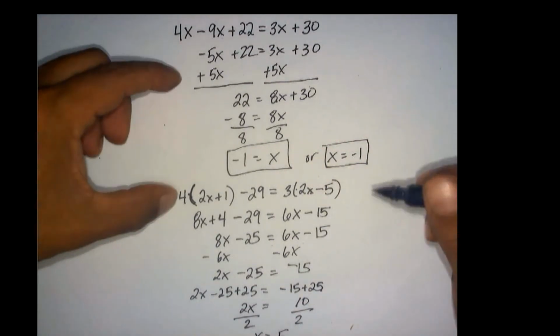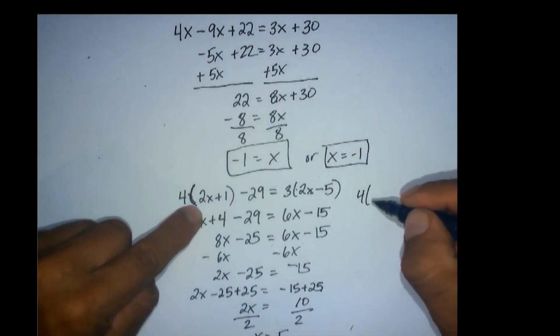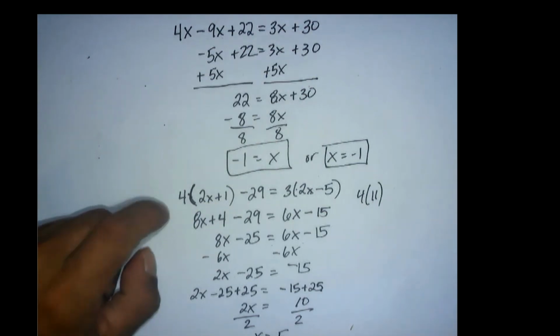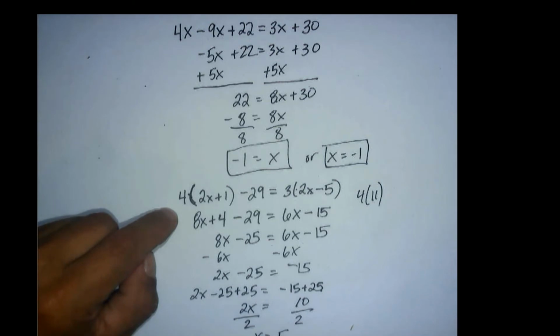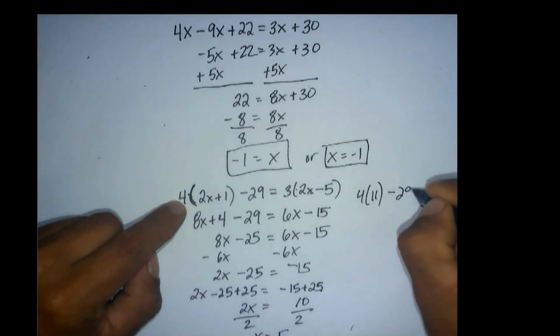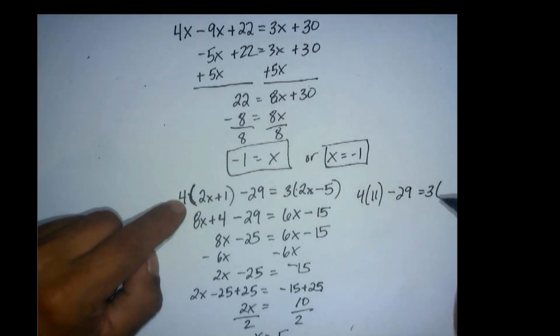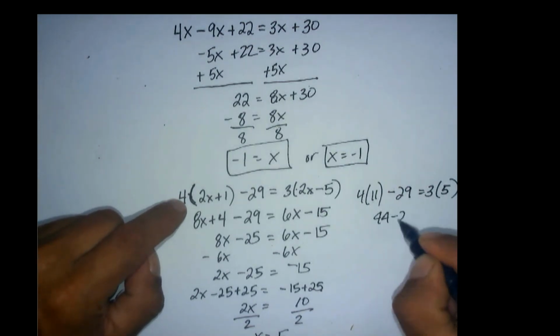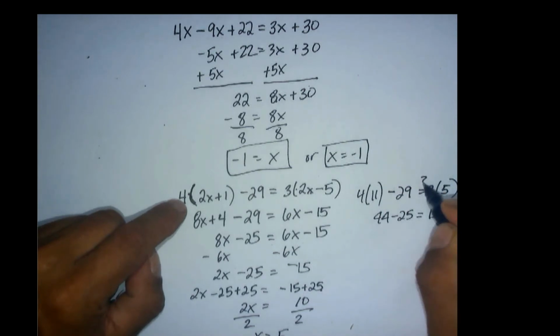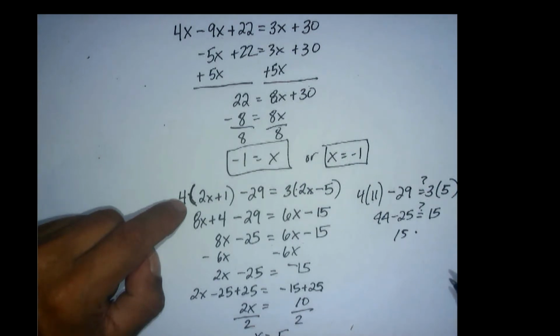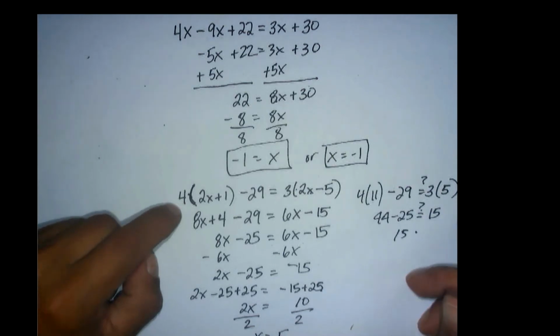All right, let's check it. So we'll have 4 times 2 times 5 is 10, plus 1 is 11, right? Minus 29 is equal to 3 times 2 times 5 is 10. 10 minus 5 is 5. So 44 minus 29 equals 15. And you put a question mark because we don't know if that's true, but it is. Wait a minute. No, it ain't. 44 minus 29 is not 15. The answer is 5, so I screwed up somewhere.